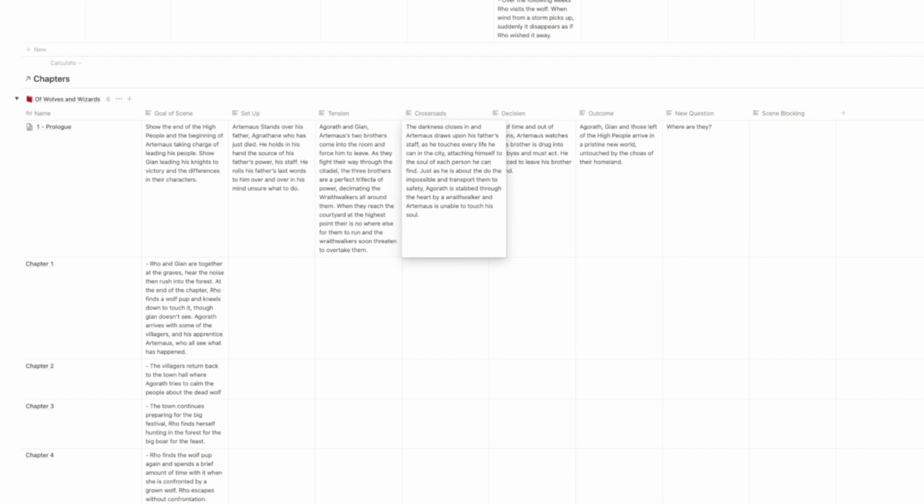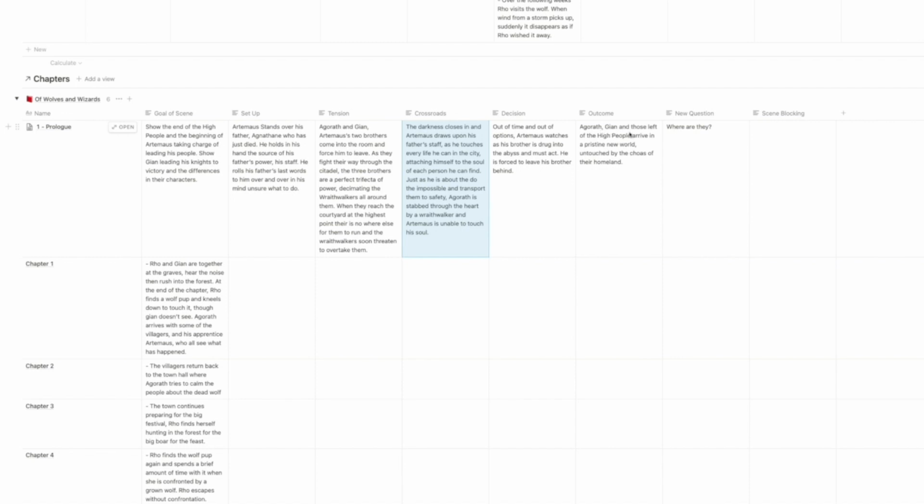So Agorath is going to die. And Artemis is not going to be able to reach him because the Wraithwalkers are pure chaos. If he is killed by a Wraithwalker, Artemis is not going to be able to reach him with the magic. Okay? So there's the crossroads. His brother is getting dragged away dead. He's got to leave. He's attached himself to all these other people of the city. And so the decision, out of time and out of options, Artemis watches as his brother is dragged into the abyss and he must act. He is forced to leave his brother behind. So he's making this decision to leave his brother for dead and disappear.